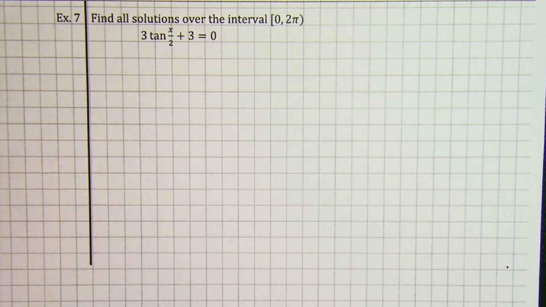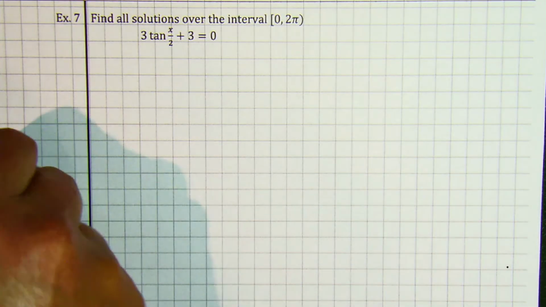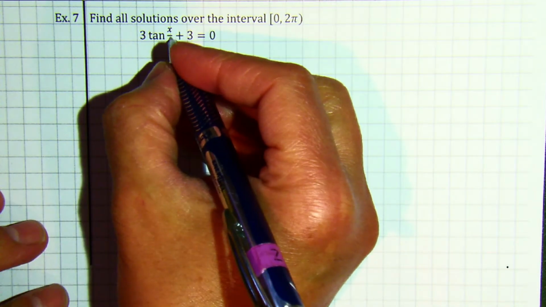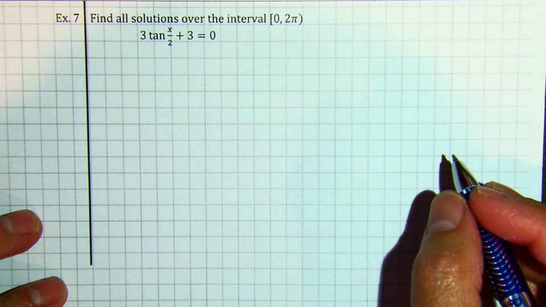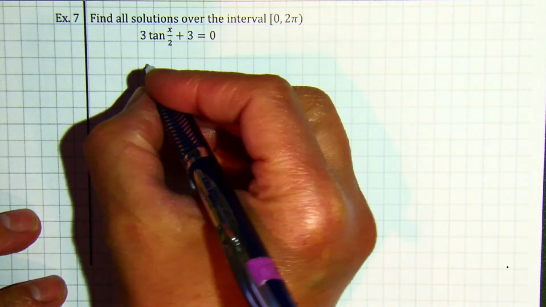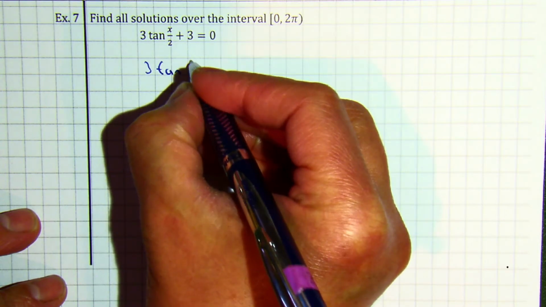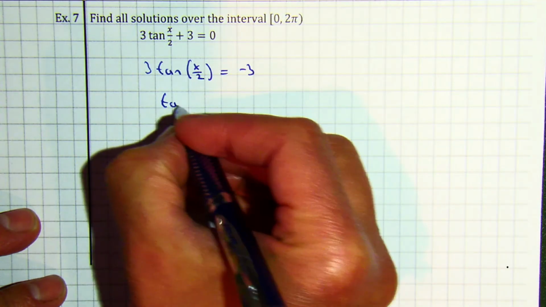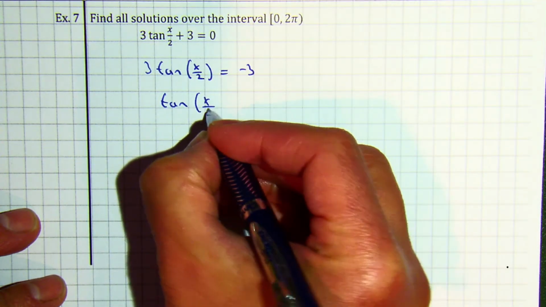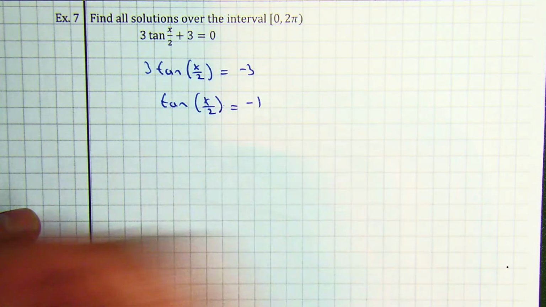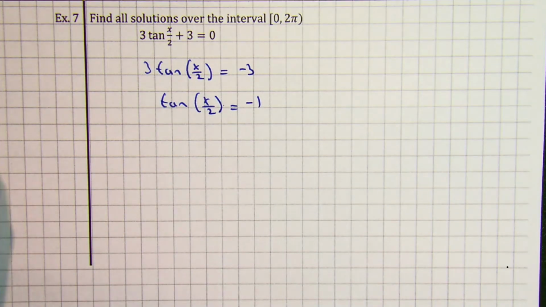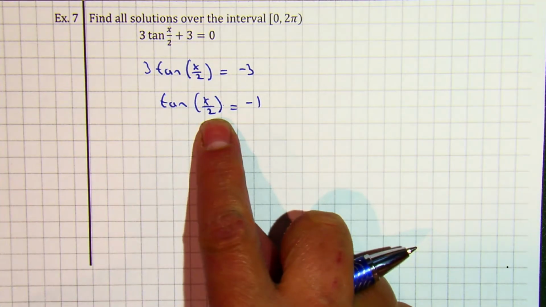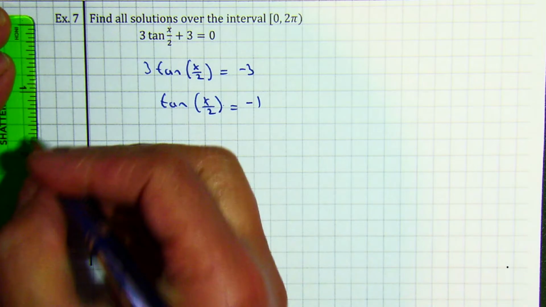Example number 7. So also for tangent, so at this point you should have done it. Move the 3 to the right. I'm going to isolate, and I'm going to place parentheses around x over 2. Divide by 3. And now I'm going to evaluate. You cannot multiply by 2 on both sides, and that's why I place the parentheses, just to remind you.